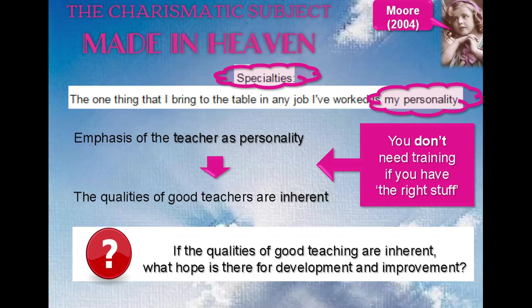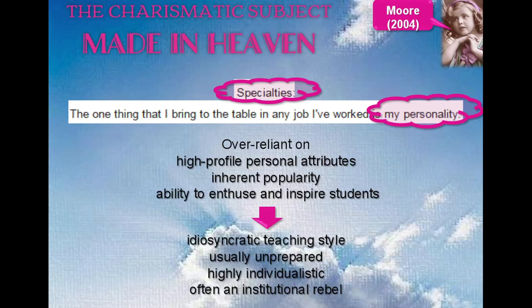The charismatic subject made in heaven believes in personality. And there's this emphasis on the teacher as personality. The implication of this is that the qualities of good teachers are inherent. You are either born good or not. Which means then that you don't need training if you have the right stuff. Now, if the qualities of good teaching are inherent, if you're born a good teacher, what hope is there for development and improvement?